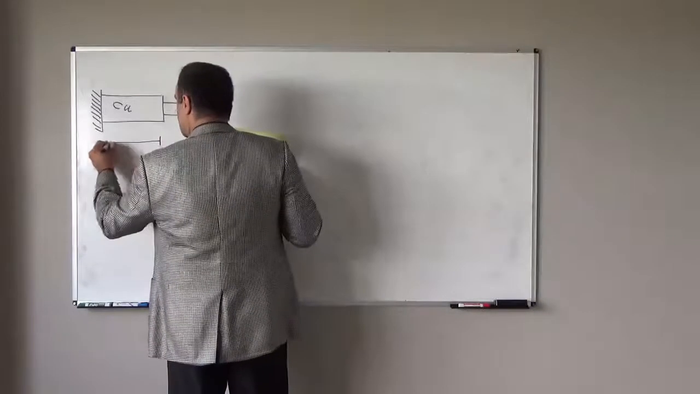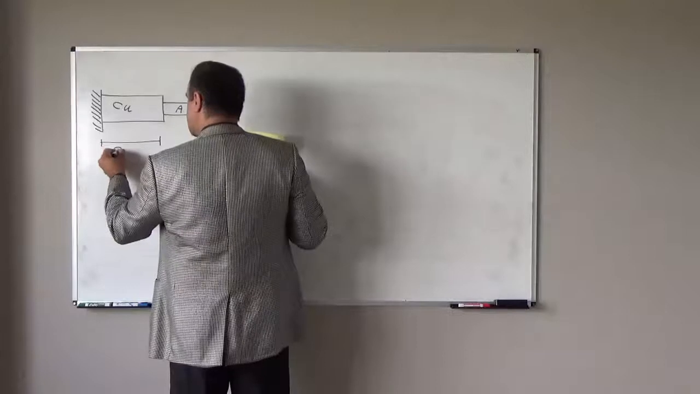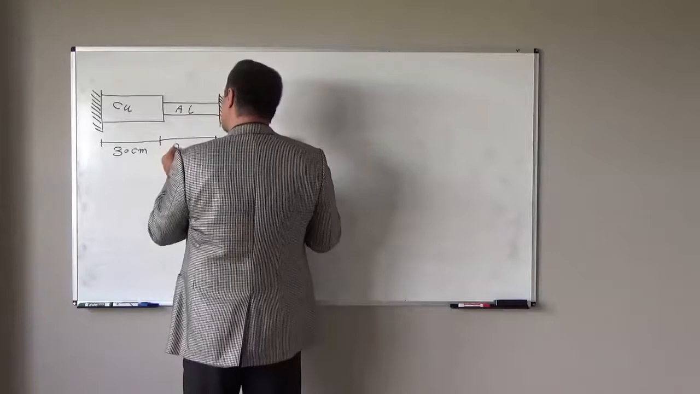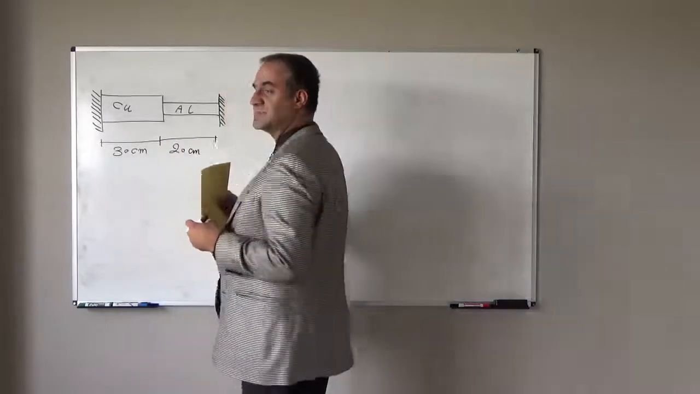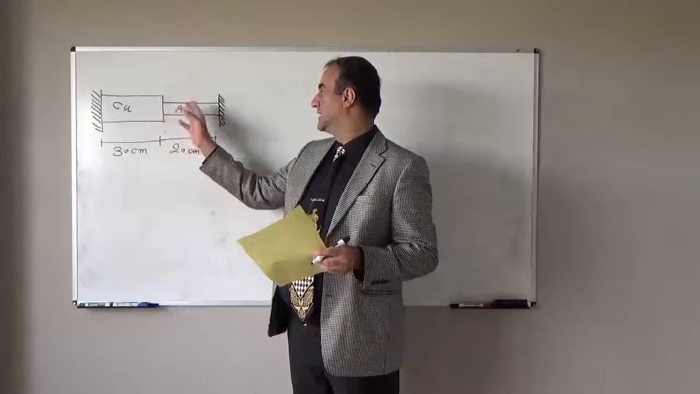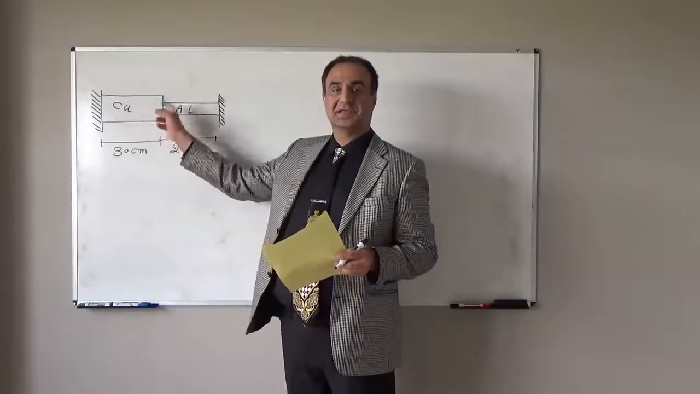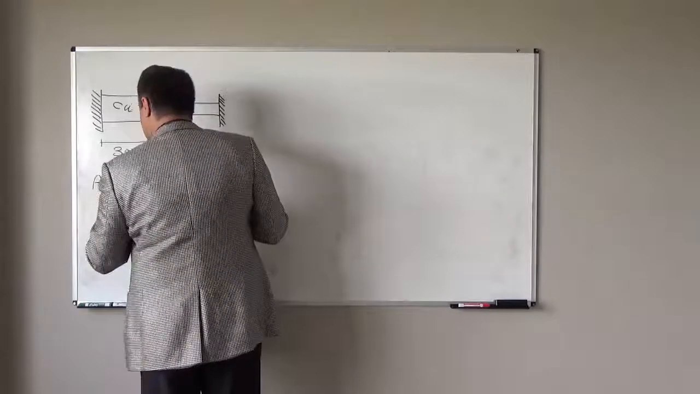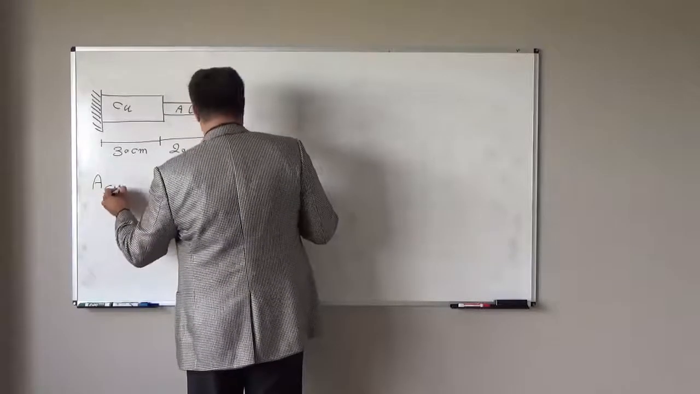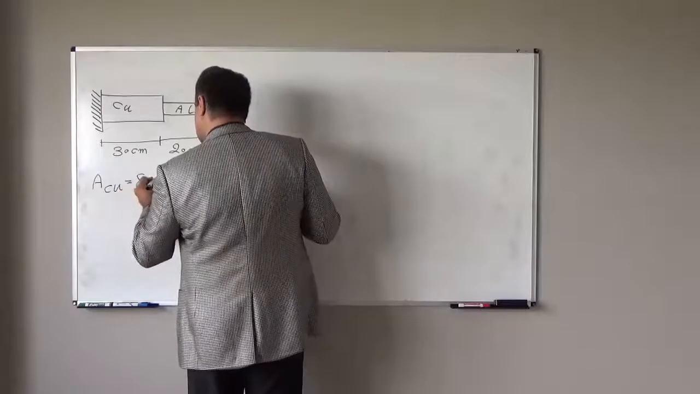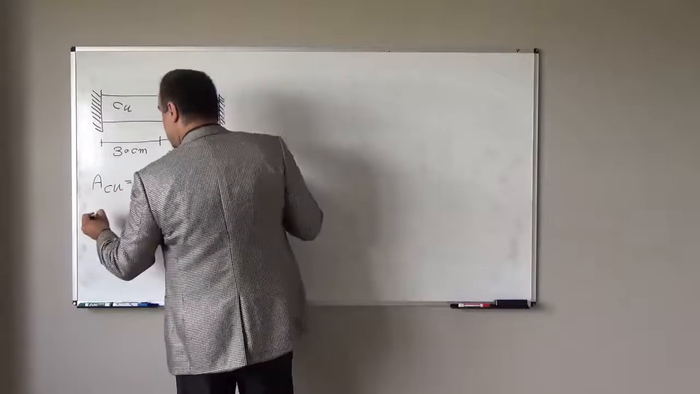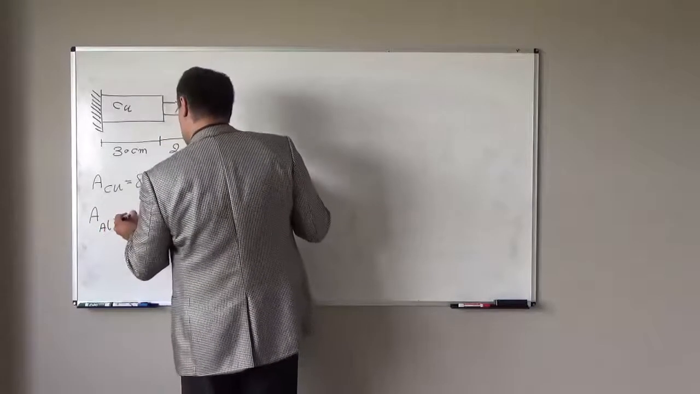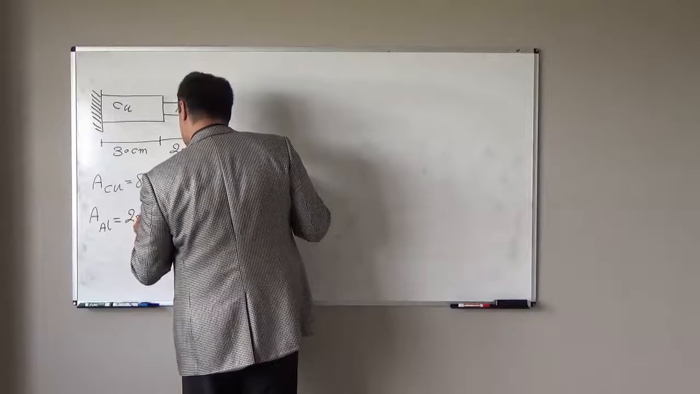This length is 30 centimeters. This length is assumed to be 20 centimeters. As you see, the cross-sectional area is not equal. The copper cross-sectional area is bigger than aluminum. So assume the cross-sectional area for copper is 80 centimeters squared, and the cross-sectional area for aluminum is equal to 20 centimeters squared.